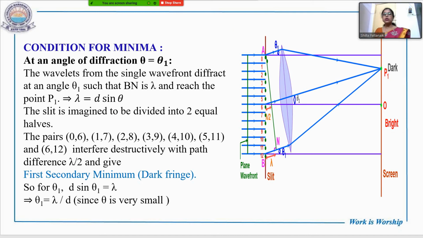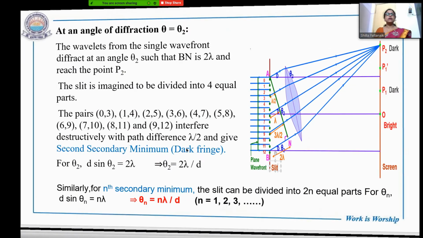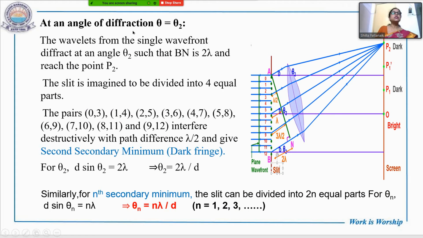Okay, now let us go to the next slide. Now let us consider the angle of diffraction is theta 2. That means another point let us choose. P1 you got dark fringe. Now let us consider a point P2. So some more path difference is there, isn't it? Because this point is distant from O. Suppose the path difference between the two waves originating from A and B is 2 lambda.